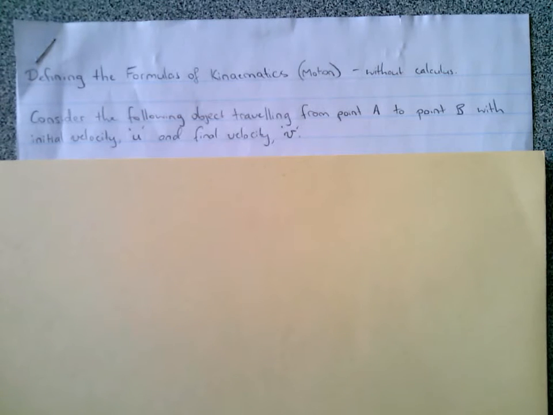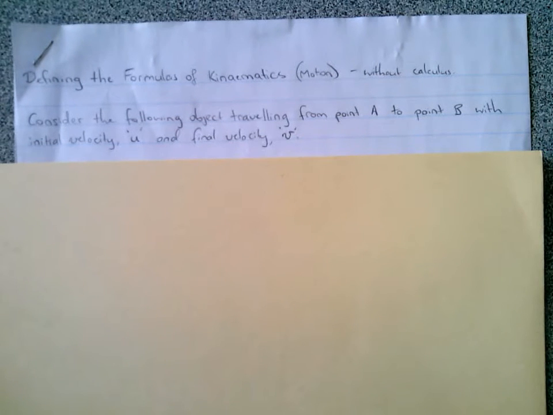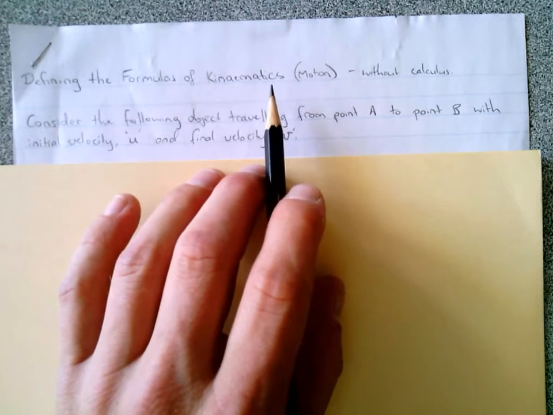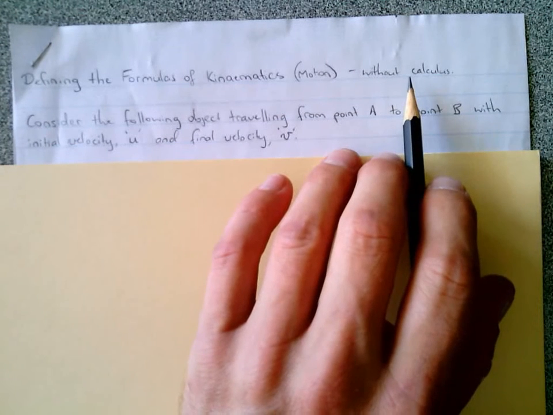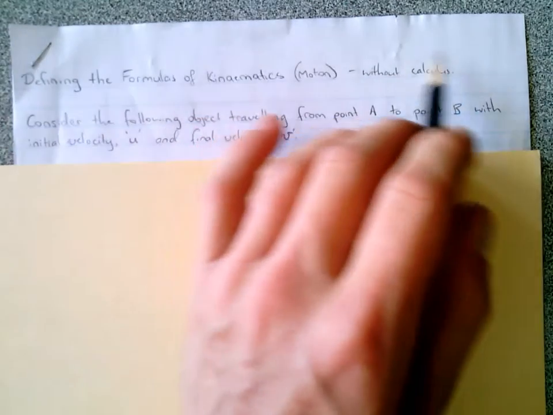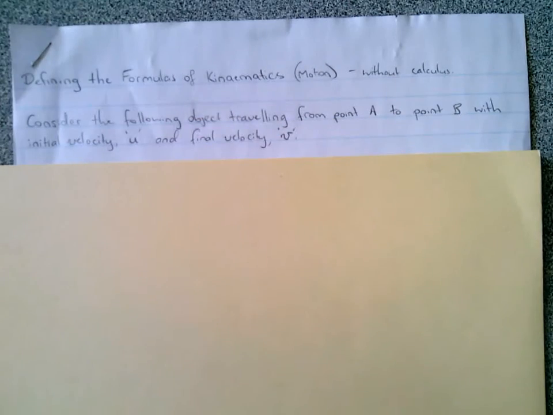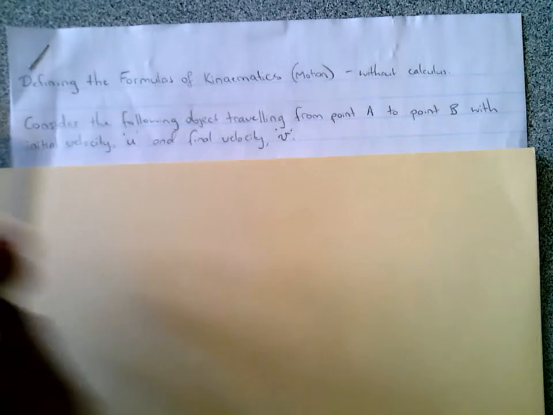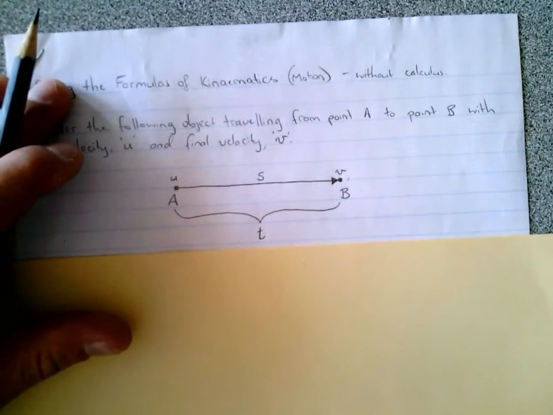What we are going to be looking at in this video is the process of defining the formulas for motion, or kinematics. Now, I'm going to do that without using calculus because I don't think you need to use calculus to define these formulas, and calculus can be a little bit confusing to some people, so I'm going to avoid using it. Consider the following object travelling from point A to point B with an initial velocity u and a final velocity v. If we had that situation, this is what we have.